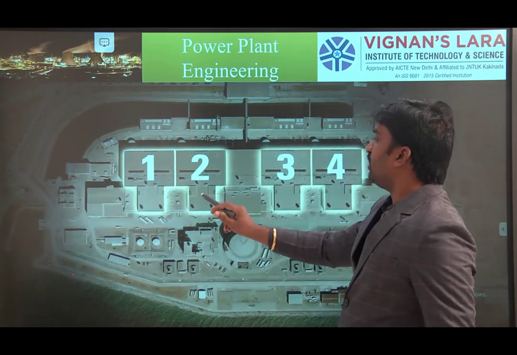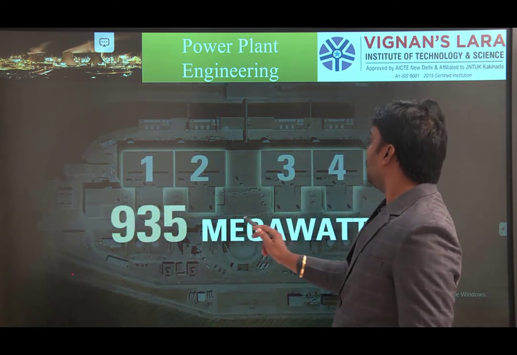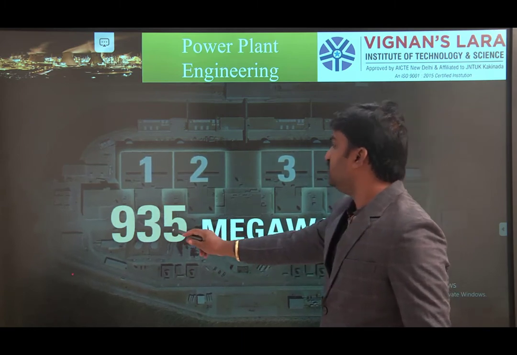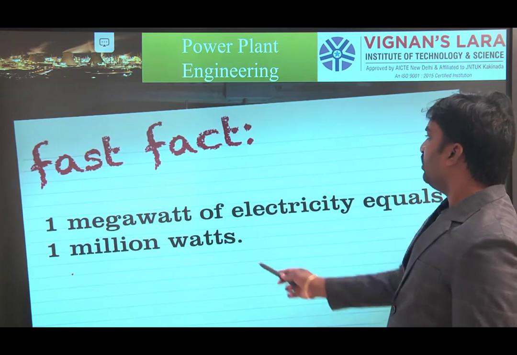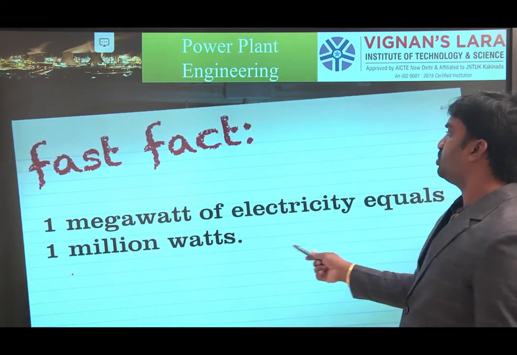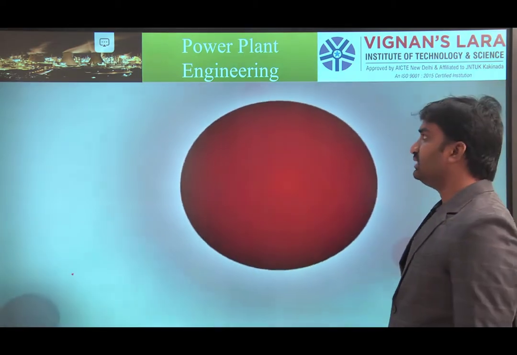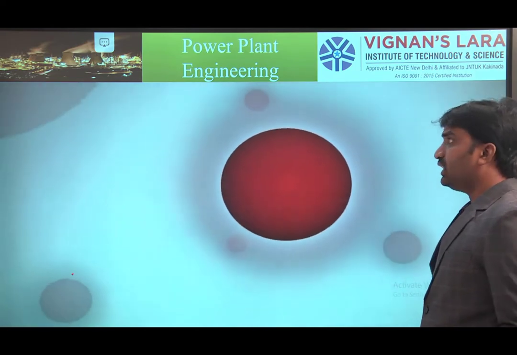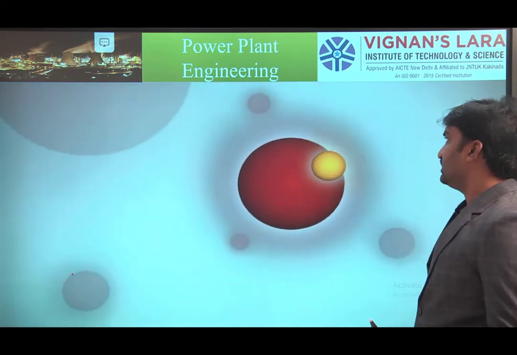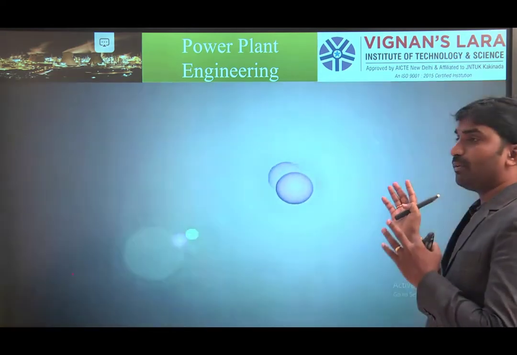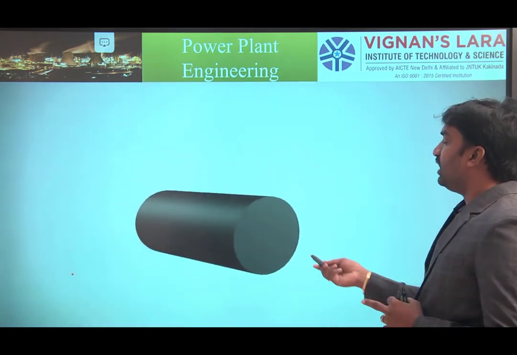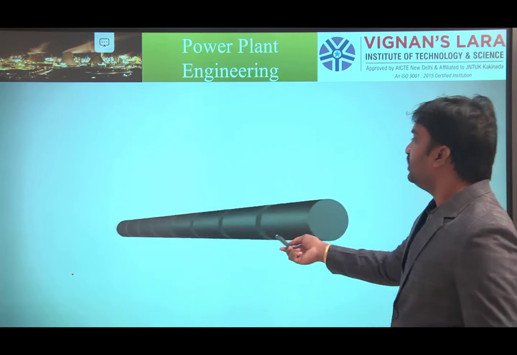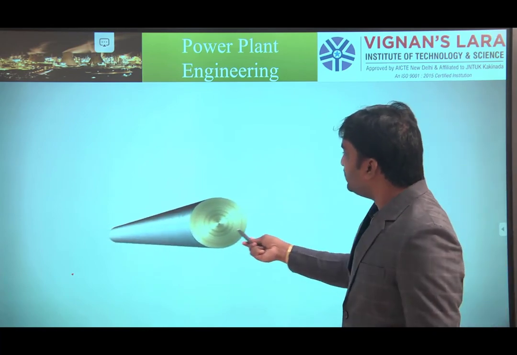So in total, 4 nuclear reactors are being used, and each reactor has a capacity of 935 megawatts. 1 megawatt of electricity equals 1 million watts. Okay. So here the important thing is nuclear reactors. The main thing is the fission process, how the fission takes place, and these are the pellets. These are known as the pellets, and this is known as the fuel rod.